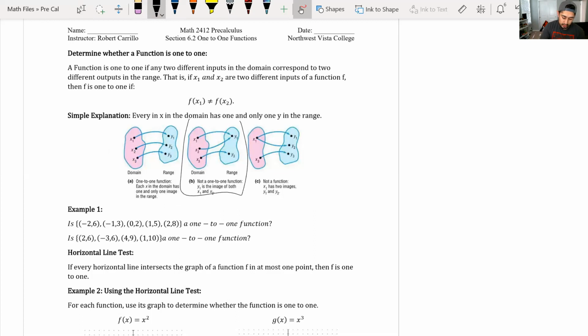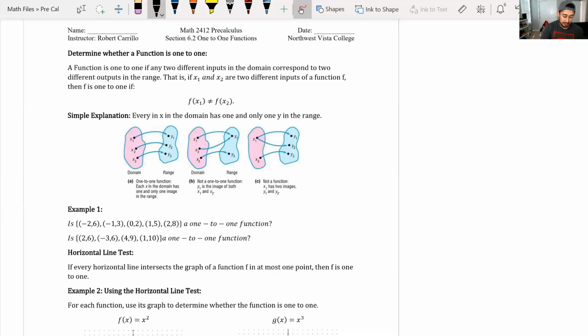Second picture. It is not a one-to-one function because x1 goes to y1 and x2 goes to y1. So this is a function, but it's not one-to-one. To be one-to-one, every x must have its own y. And then the third one is just not a function at all. You see that one x value goes to two y values. That does not represent a function, and that definitely does not represent a one-to-one function. So what we're going to be focusing on today in 6.2 and in 8.1 are one-to-one functions.